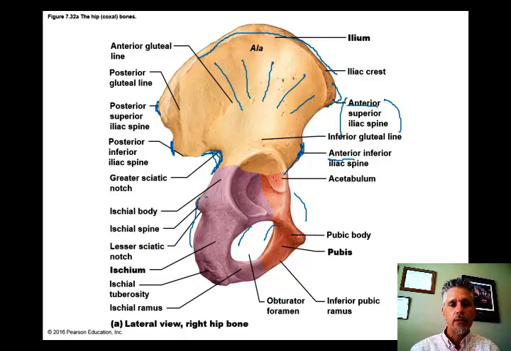So greater sciatic notch. Then down here, we actually get down to the purple section, which is the ischium. And now we have an ischial spine instead. And inferior to the ischial spine, we have a lesser sciatic notch. So greater sciatic notch up here, lesser sciatic notch down here. Also associated with the ischium, we have this flat area here. So this is a tuberosity. A tuberosity is a projection that's kind of rounded.